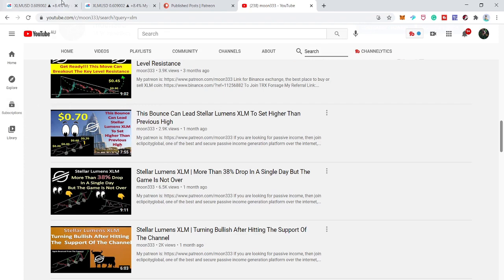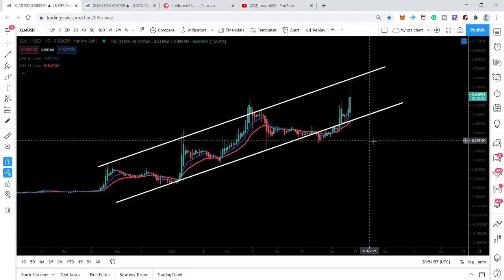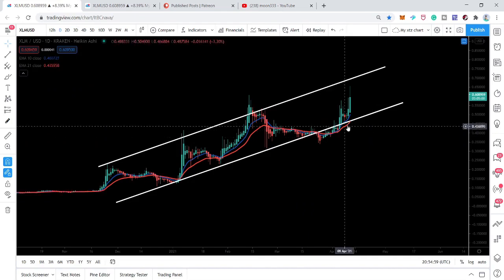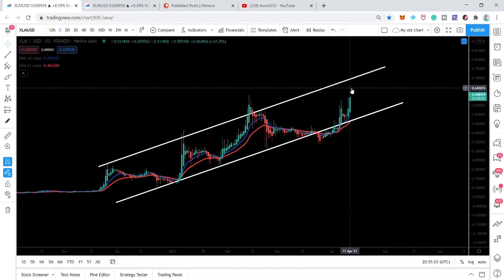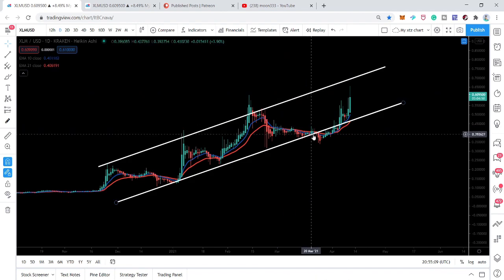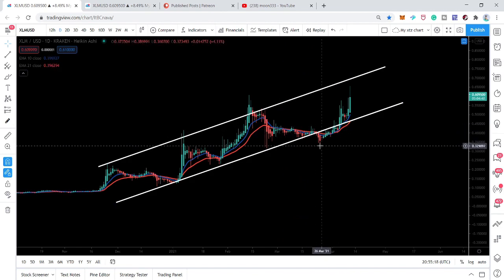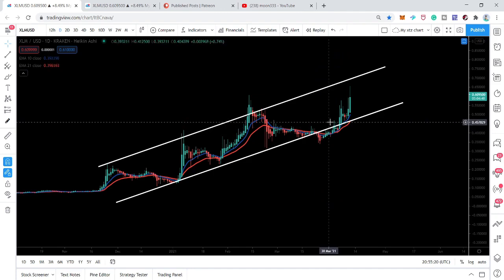It took over a month to start the move from this support, but finally this move has been started, and so far it has rallied up to 65.5 cents as per Kraken exchange on the daily time frame chart. And here we can also see that for a while the price action broke down this support of the channel, but when this support was broken down, we have some additional supports of exponential moving averages as well.